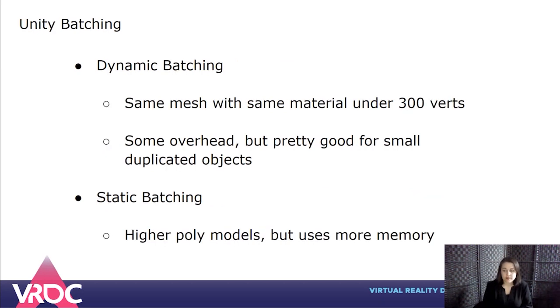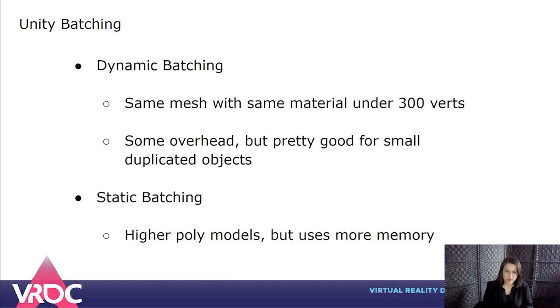There are two types of batching in Unity, dynamic batching and static batching. Unity will dynamically batch objects under 300 verts, which use the same mesh and material. There are a few more rules to this, but the point is that it largely happens without you having to set much up.